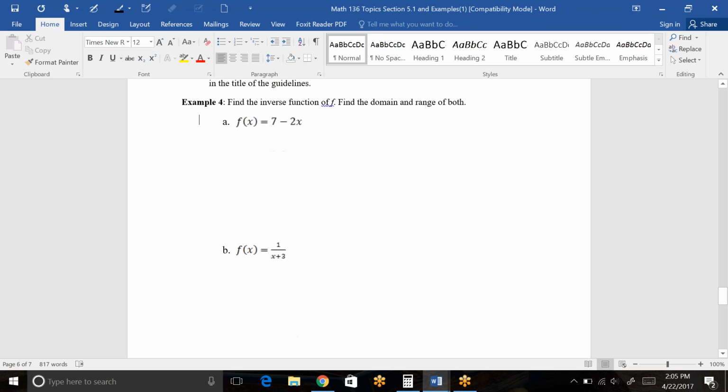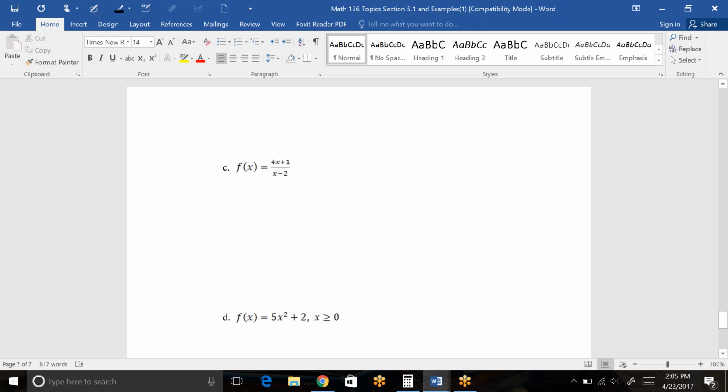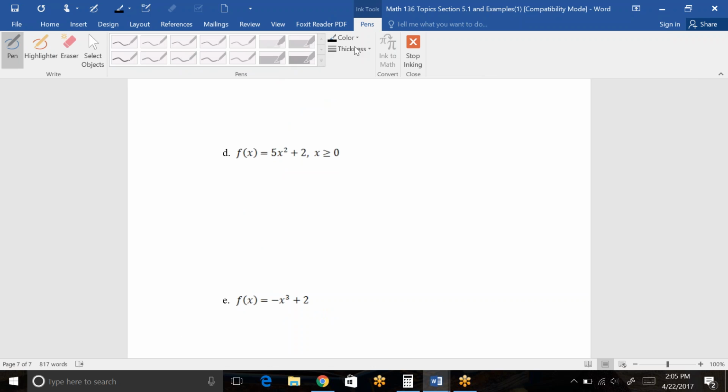The directions for this part were to find the inverse function of f and then find the domain and range of both. So if we look at D, notice they've already told us the domain of this original function because they've got that x has to be greater than or equal to 0. So we already know that is the domain of the original function. Remember we said you would have something like f of x and f inverse of x, and then you would have a spot for the domain and the range. So we already know the domain of the original is greater than or equal to 0.